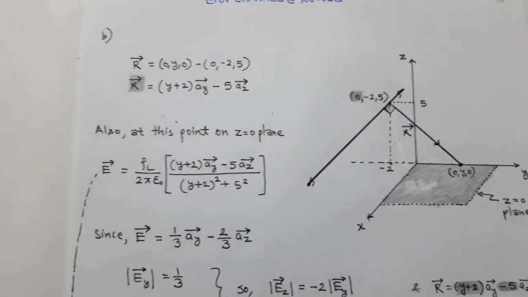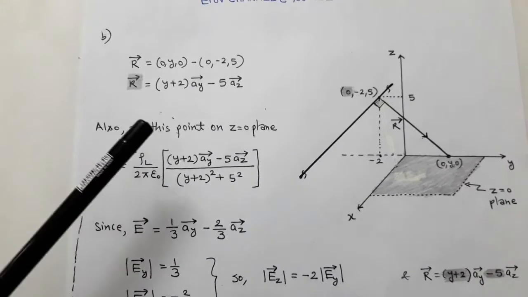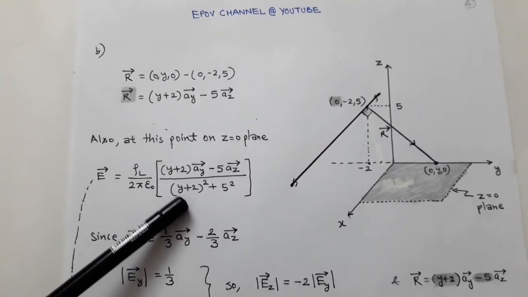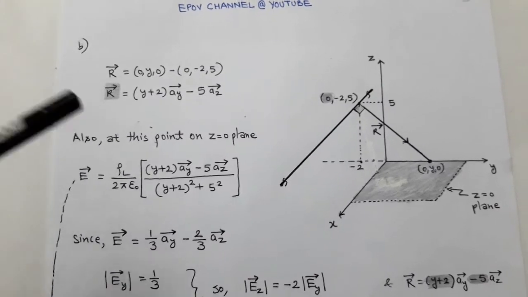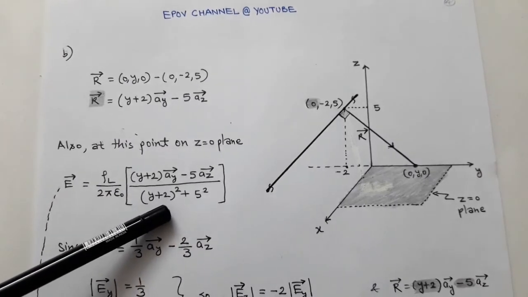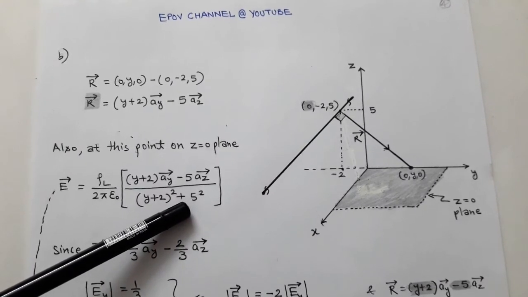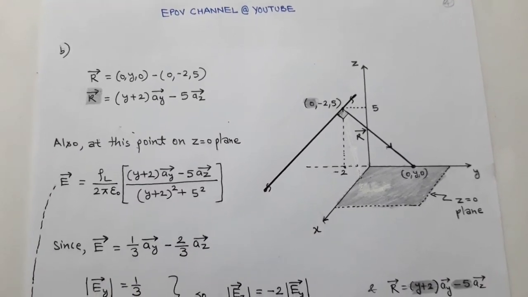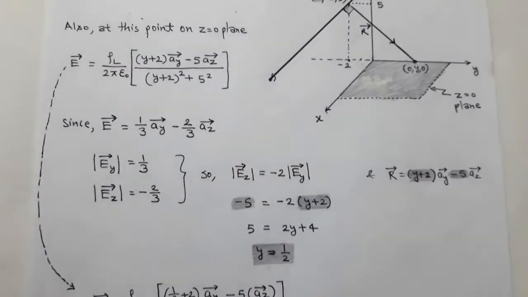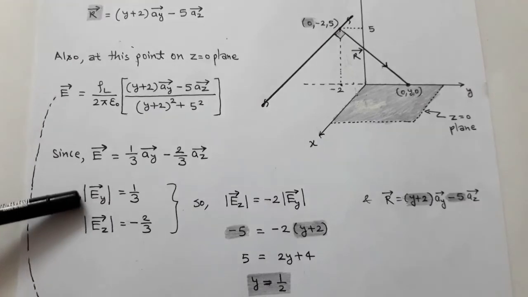Now we put the values in the electric field intensity due to line charge, that is rho L upon 2 pi epsilon naught vector r upon magnitude of vector square. Here the vector r is y plus 2 unit vector y minus 5 unit vector z, and its magnitude is y plus 2 square plus 5 square. Now we use the given electric field E vector, that is 1 upon 3 unit vector y minus 2 upon 3 unit vector z, to determine the assumed point y.